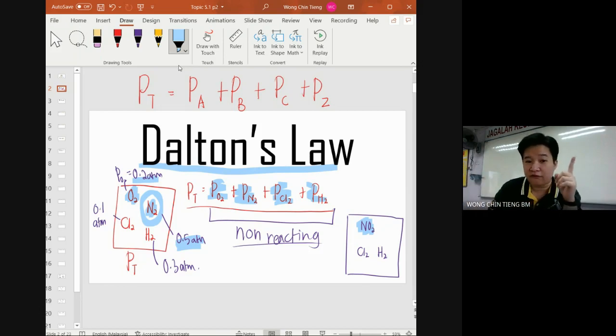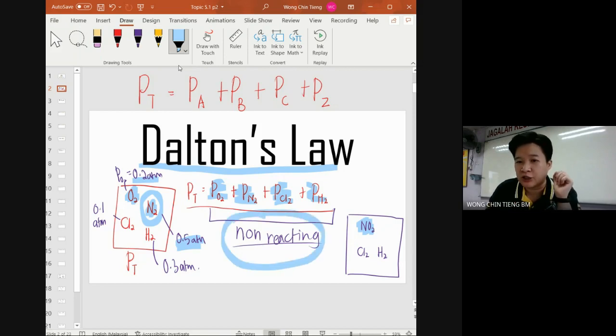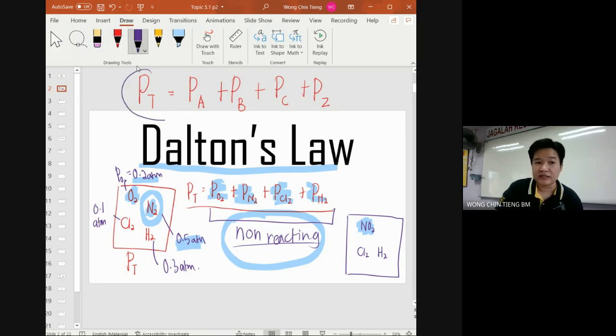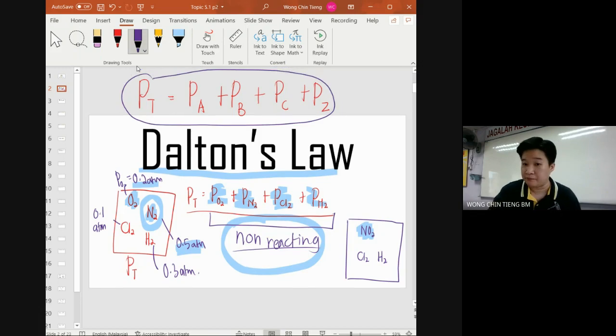Okay, so the first condition in Dalton's law: all of the components must be non-reacting. The moment kamu dapat benda baru, Dalton's law tak boleh apply. Is that clear? Okay. Kalau ada reaction, Dalton's law cannot be applied. So that is your Dalton's law. And this is the first formula, I suppose, that you might come across very frequently. Yang paling senang lah.